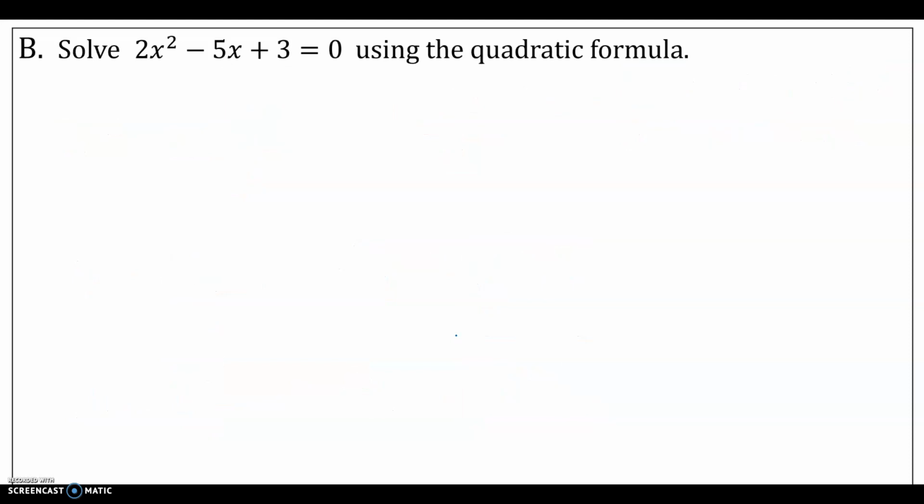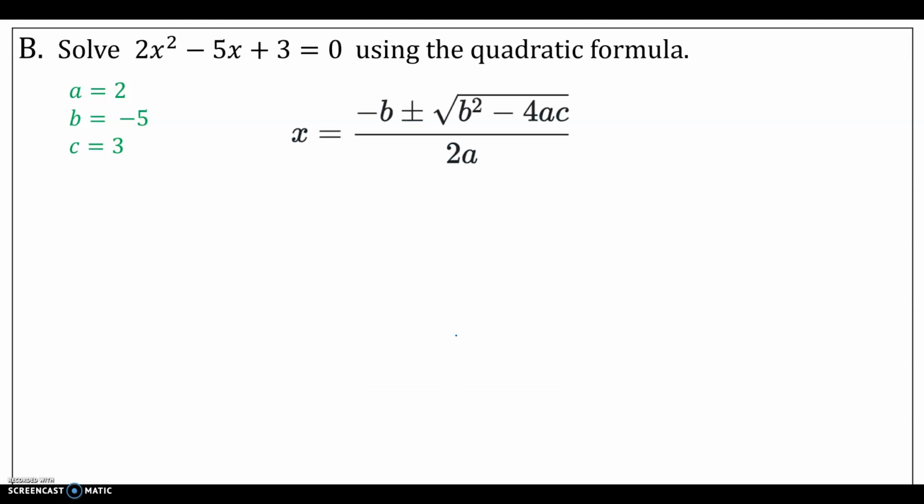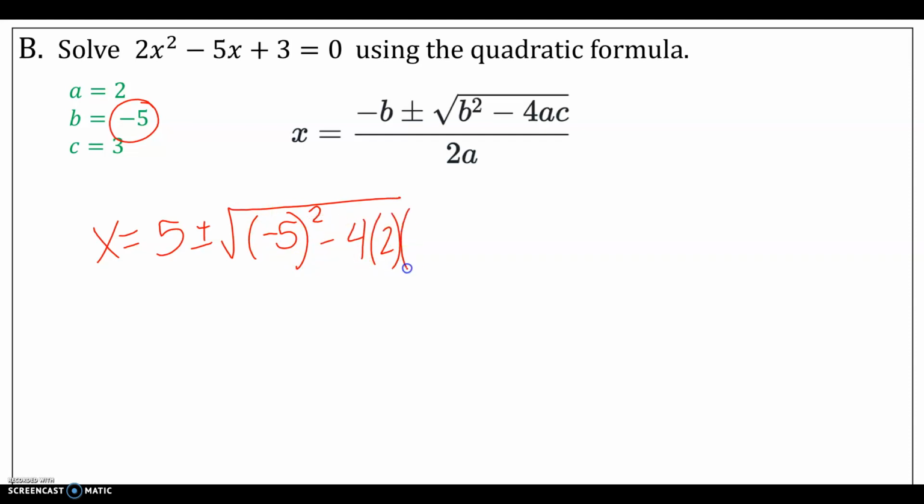Again, make sure it's in standard form, which it is. So there's your a, your b, and your c. Let's go ahead and write down our formula, and let's start filling in your numbers. We got x equals, and again, b is negative already, so it's just going to be a positive, plus or minus. And we plug in b, so negative 5 minus 4 times 2 times 3, all divided by 2 times 2.